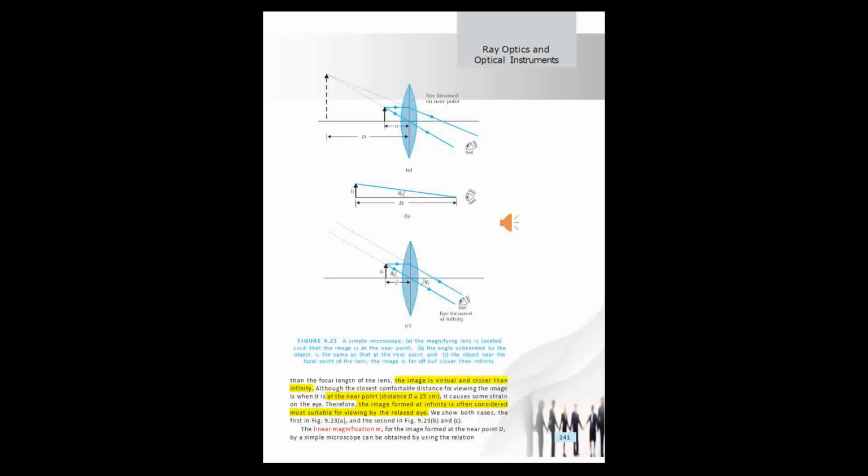However, if the object is at a distance slightly less than the focal length of the lens, the image is virtual and closer than infinity. Although the closest comfortable distance for viewing the image is when it is at the near point, distance D, 25 centimeters, it causes some strain on the eye. Therefore, the image formed at infinity is often considered most suitable for viewing by the relaxed eye.